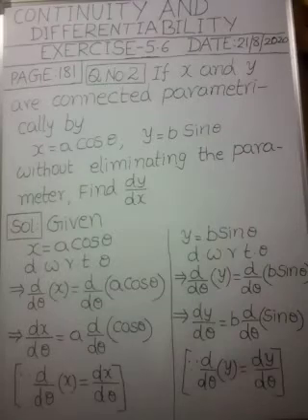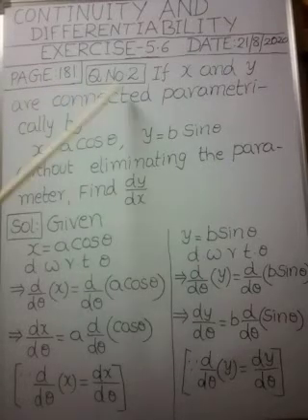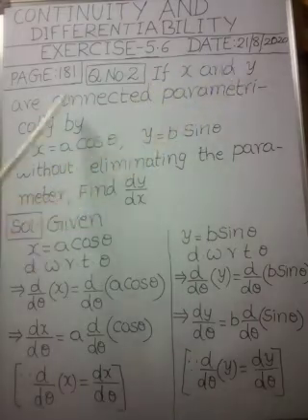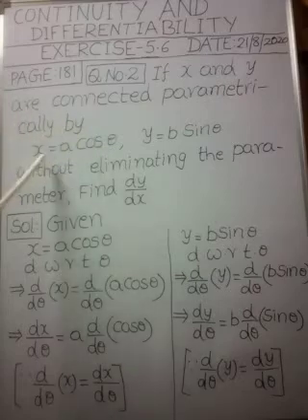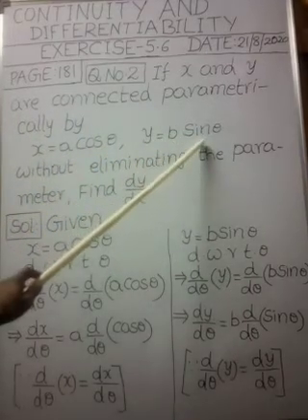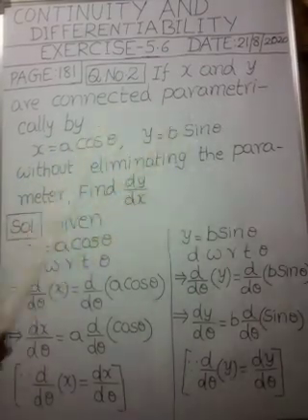Now come to question number 2 in exercise 5.6, page number 181. If x and y are connected parametrically by x is equal to a cos theta, y is equal to b sin theta. Here the variables x and y are connected parametrically.